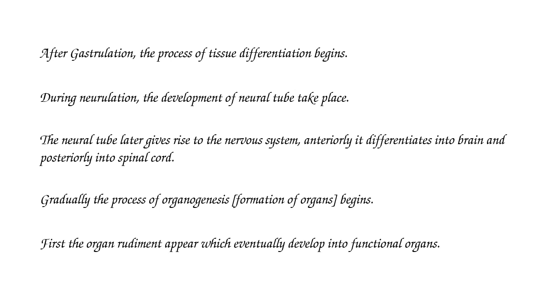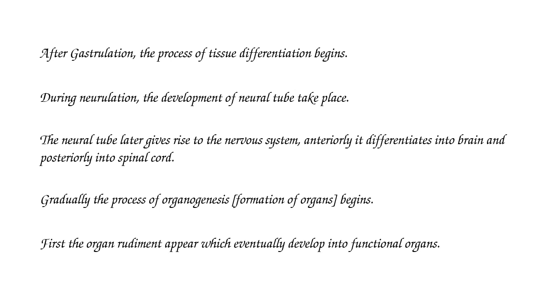After gastrulation, the process of tissue differentiation begins. During neurulation, the development of the neural tube takes place. The neural tube later gives rise to the nervous system. Anteriorly, the neural tube differentiates into the brain, and posteriorly, the neural tube differentiates into the spinal cord.